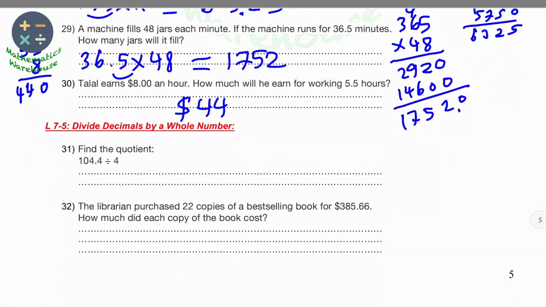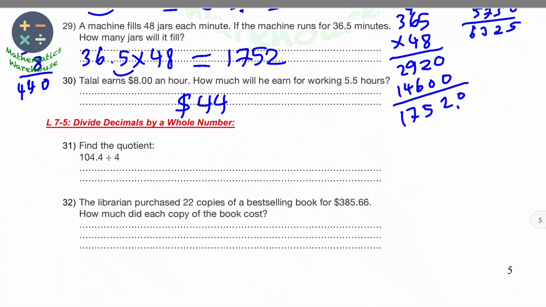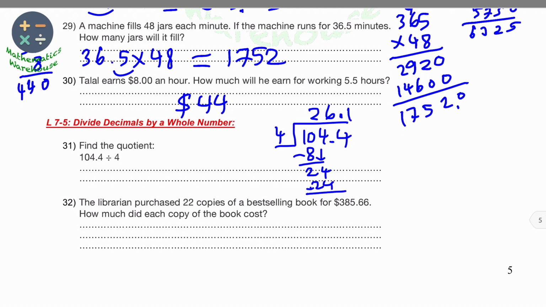Next question. Find the quotient 104.4 divided by 4. 10 divided by 4 equals 2. 2 times 4 equals 8. Subtract equals 2. Bring down the 4. Now 24 divided by 4 equals 6. 6 times 4 equals 24. And the decimal point up, 4 down, so it's 1. So the answer is 26.1.